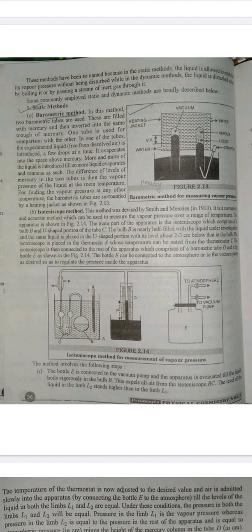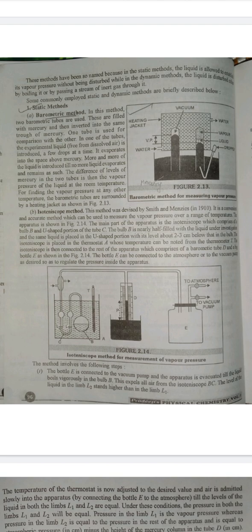One is the static method. First of all, A. Barometric method. In this method, two barometric tubes are used. These are filled with mercury and then inverted into the trough of mercury. One tube is used for comparison with the other. In one of the tubes, the experimental liquid free from dissolved air is introduced a few drops at a time. It evaporates into the space above mercury. More and more of the liquid is introduced till no more liquid evaporates and some remains as such. The difference of levels of mercury in the two tubes is then the vapor pressure of the liquid at the room temperature. For finding the vapor pressure at any other temperature, the barometric tubes are surrounded by a heating jacket as shown in figure 2.13.